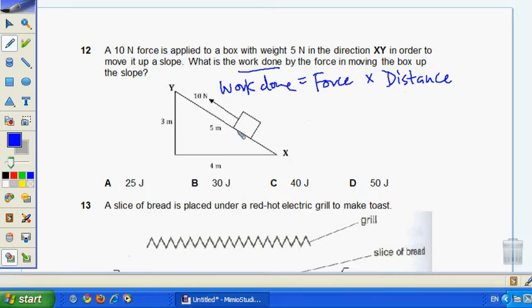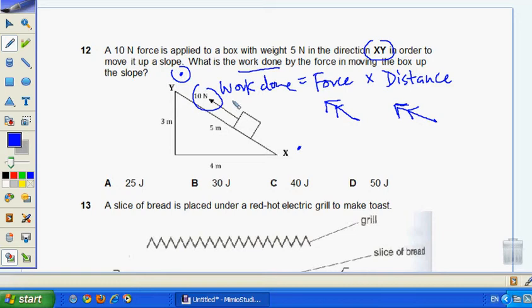What does it mean? If you look at the diagram, the force is 10 Newton moving upwards. So the force is in this direction, and the distance moved also has to be in the same direction. It means my force must be parallel to the distance moved. So these two have to be in the same direction. If this is 10 Newton trying to move it up, the distance moved is from X to Y, so it's from the bottom to the top.